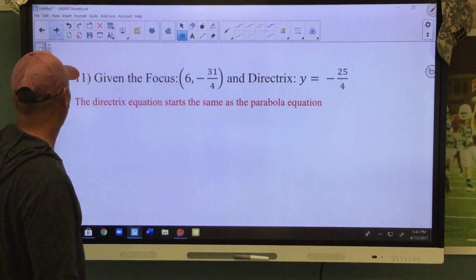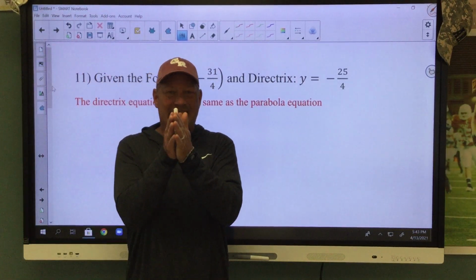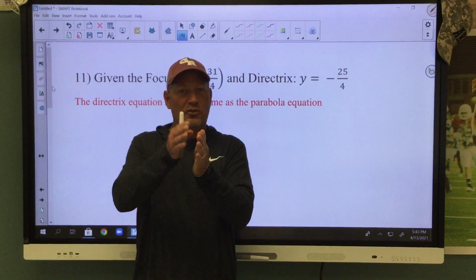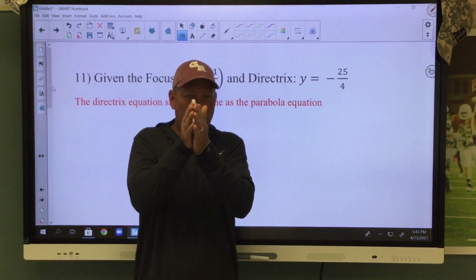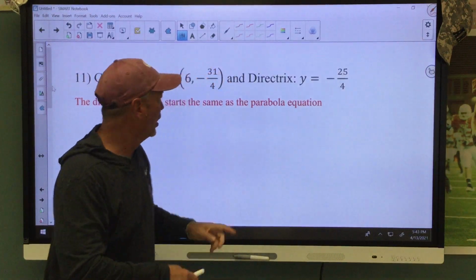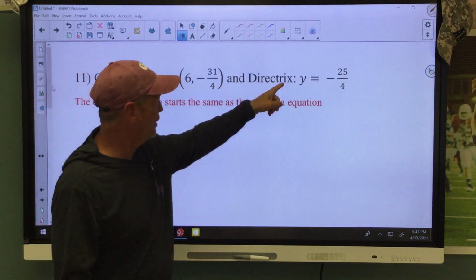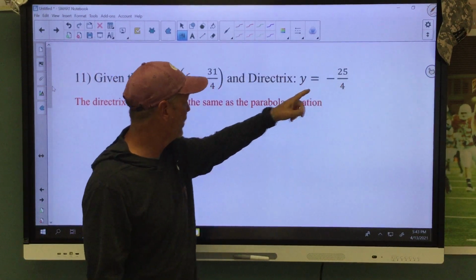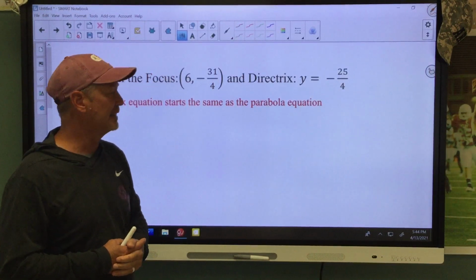Okay? So here's what I want you to remember. The vertex is in the middle. It's equal distance to the focus. It's equal distance to the directrix. So we need to find that vertex, which is directly in the middle. Look what's changing, okay? The y spot, that's a y. See, y? This y spot is changing. The x is staying the same.